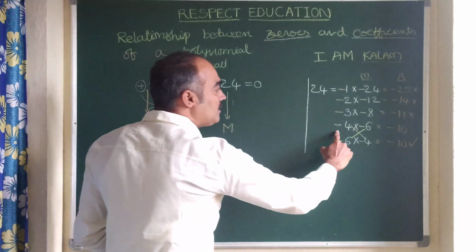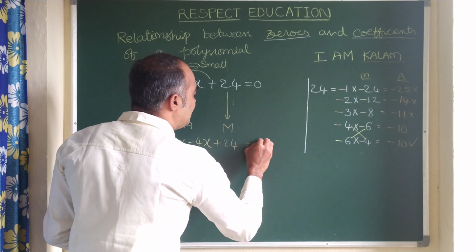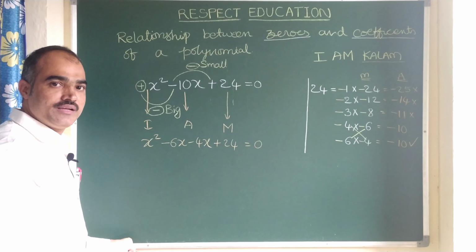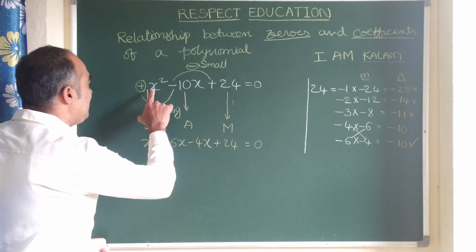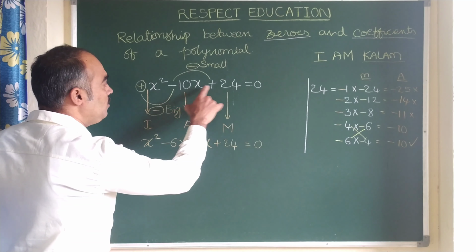First I am writing x square as it is, minus 10x, I am writing as minus 6x minus 4x. So here minus 10x I am writing as minus 6x minus 4x. Right? Plus 24, let us write as it is, equal to 0. Clear? Now here you see 1, this is second term, 2, this is the third term. Given terms are 3 terms. Just now I made them as 1, 2, 3, 4 terms. So 4 is an even number.